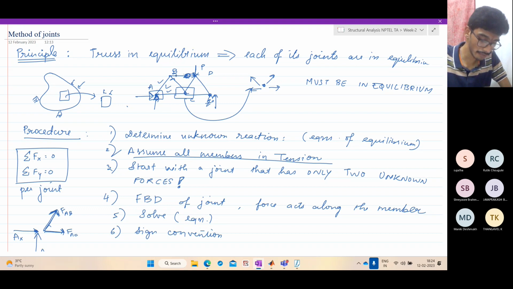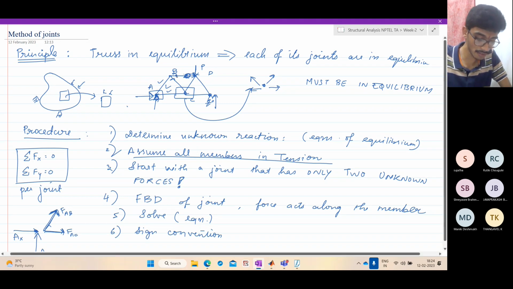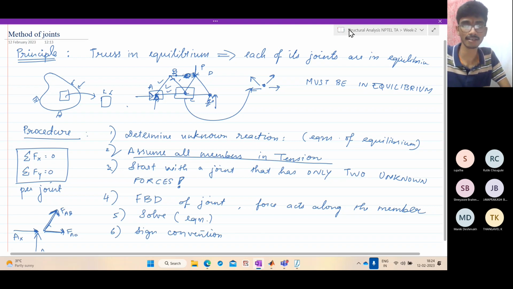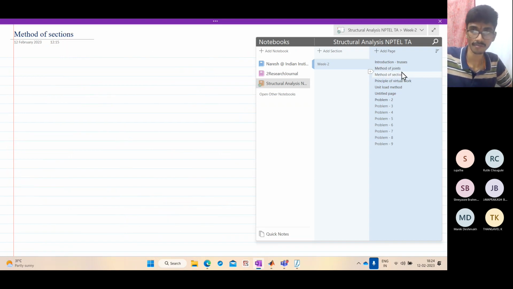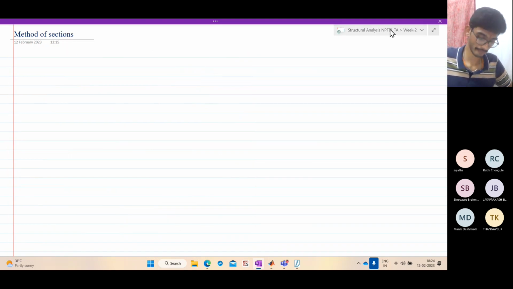Then go to this point. Once you go to this point, the force from this member is known. So you just have to solve for the two other unknowns. So it is simple. Now let's go to the other method, which is the method of sections.